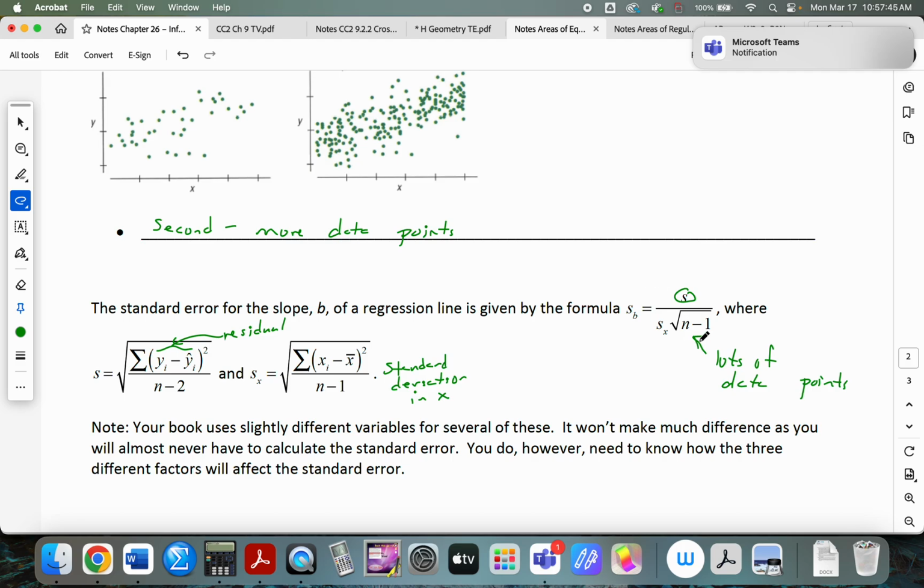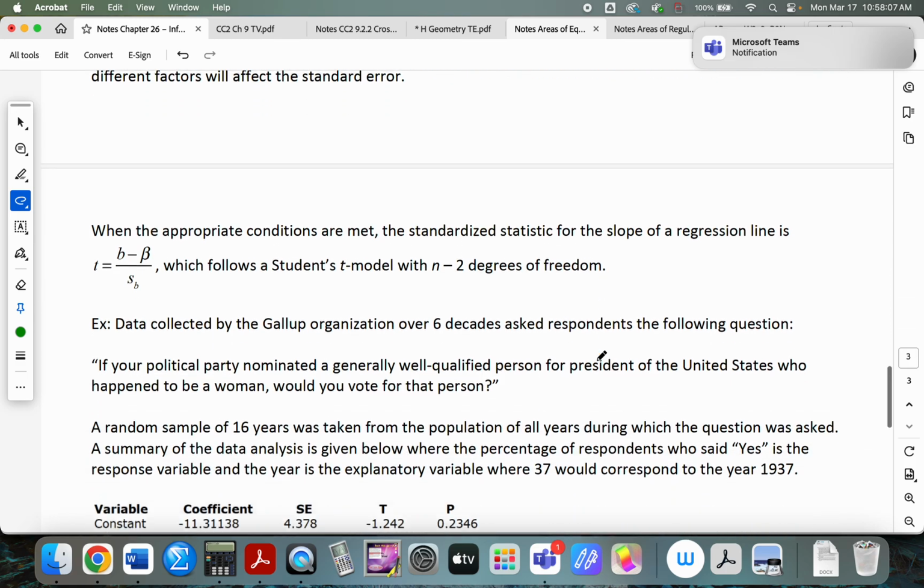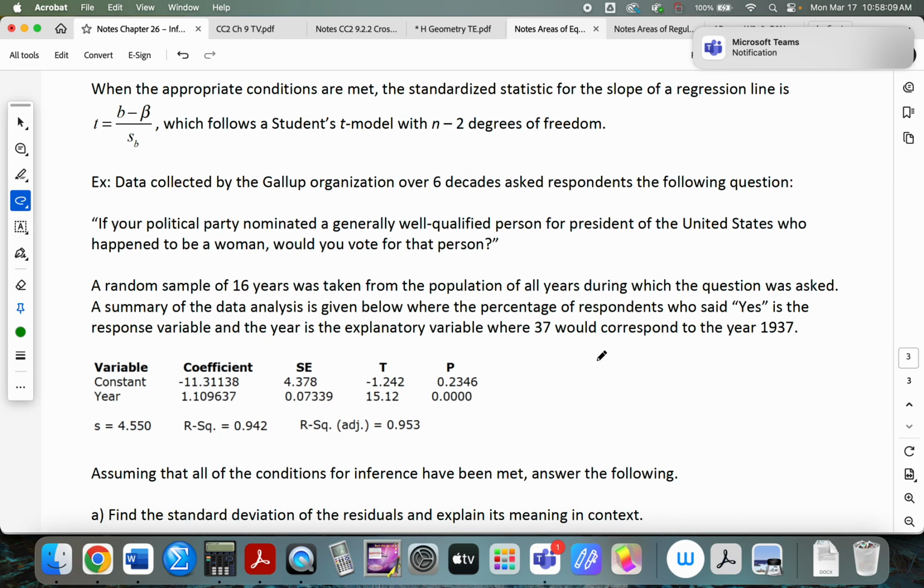And if you have lots of data points, that's also going to make your standard error smaller. Now, again, there are limitations on that. If you're sampling without replacement, you want to have less than 10%. When the appropriate conditions are met, the standard error statistic for the slope of the regression line is b minus beta, which follows a Student's t model with n minus 2 degrees of freedom.